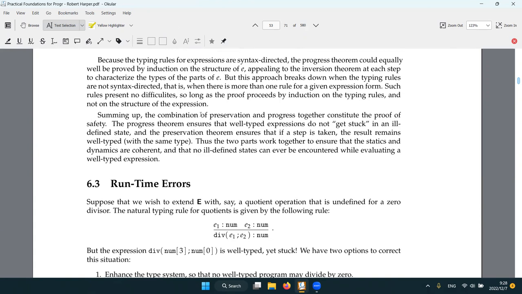And then the summing up is that the combination of preservation and progress together is a proof of safety. This safety proof is actually really mechanical. That's why a lot of people say this safety doesn't say too much, but it does ensure that a well-typed expression cannot get stuck in some ill-defined state, aka undefined behavior, at least with our language definition.